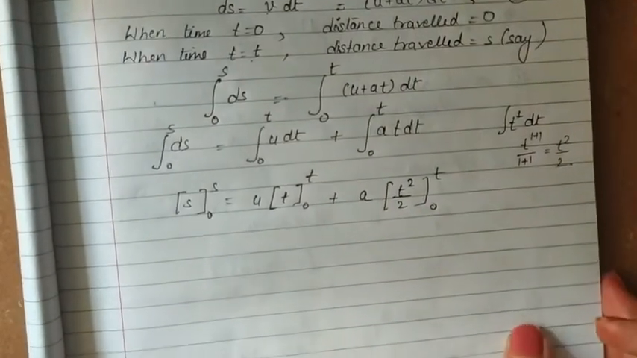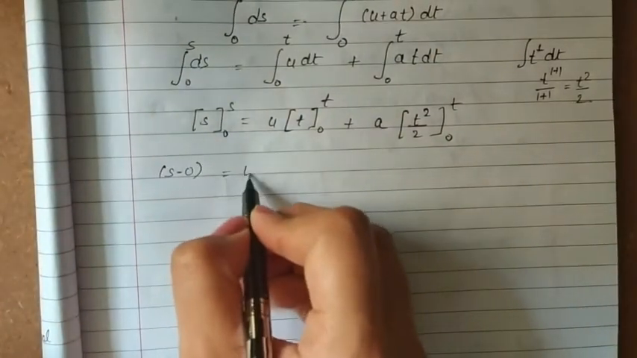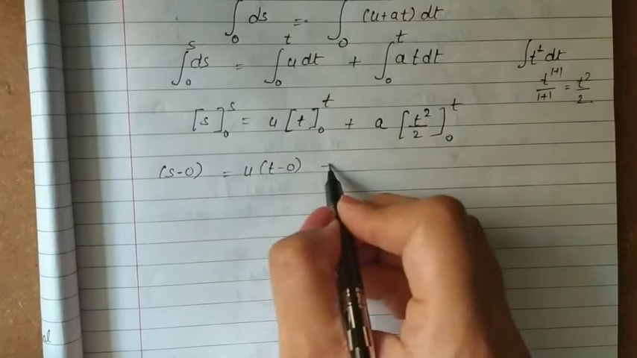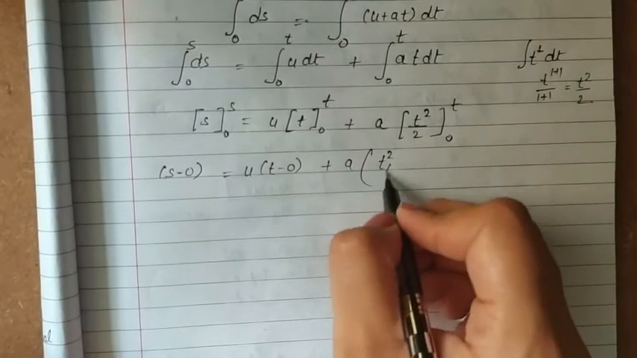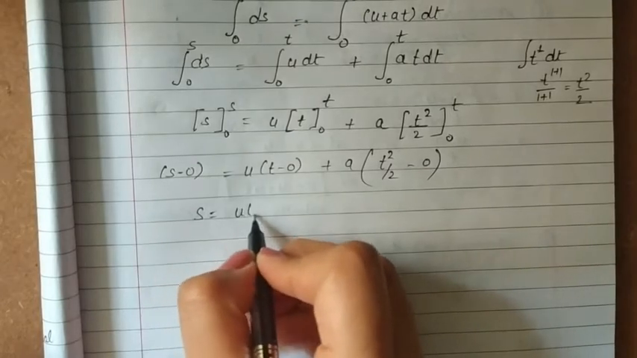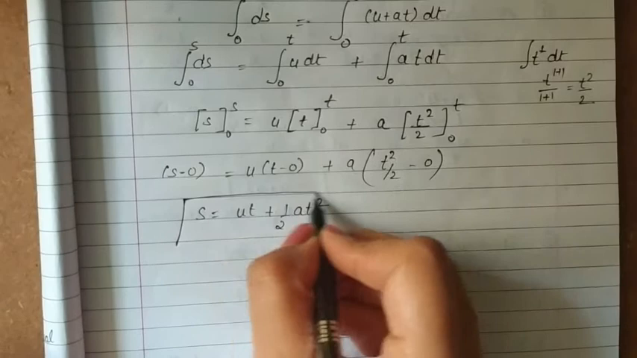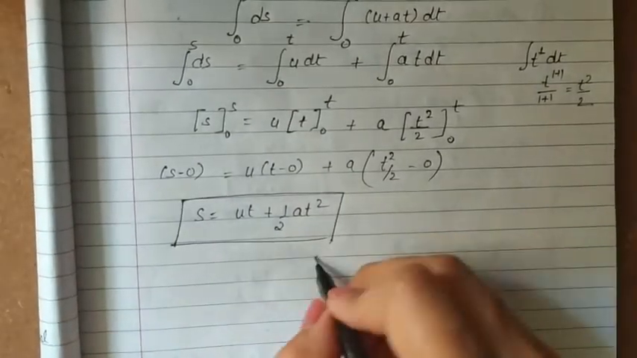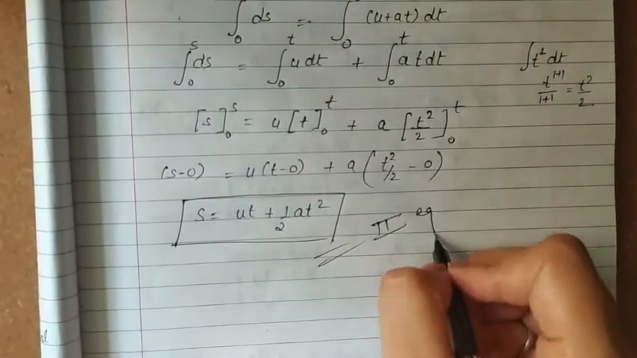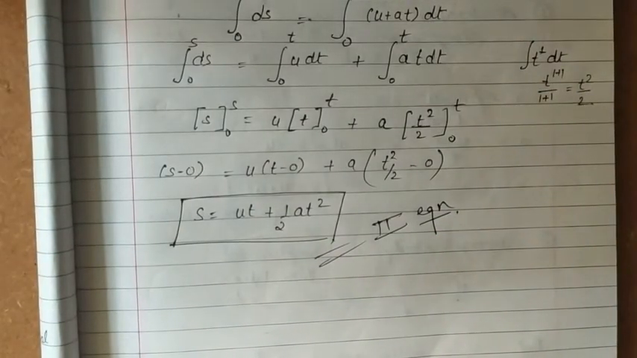On applying upper and lower limits, we get s minus 0 is equal to ut minus 0 plus a t square by 2 minus 0. On solving we get s is equal to ut plus half a t square. So this is the second equation of motion by help of calculus method, right? Let's move to the third equation of motion.